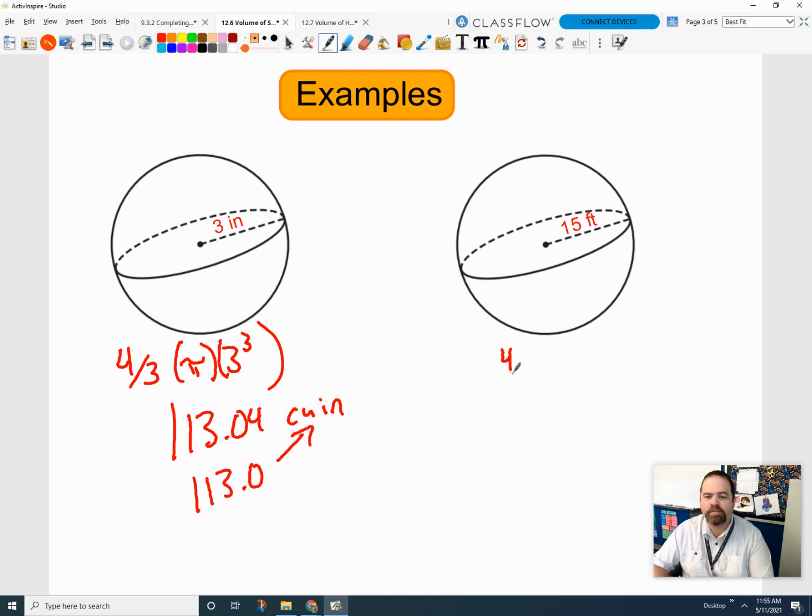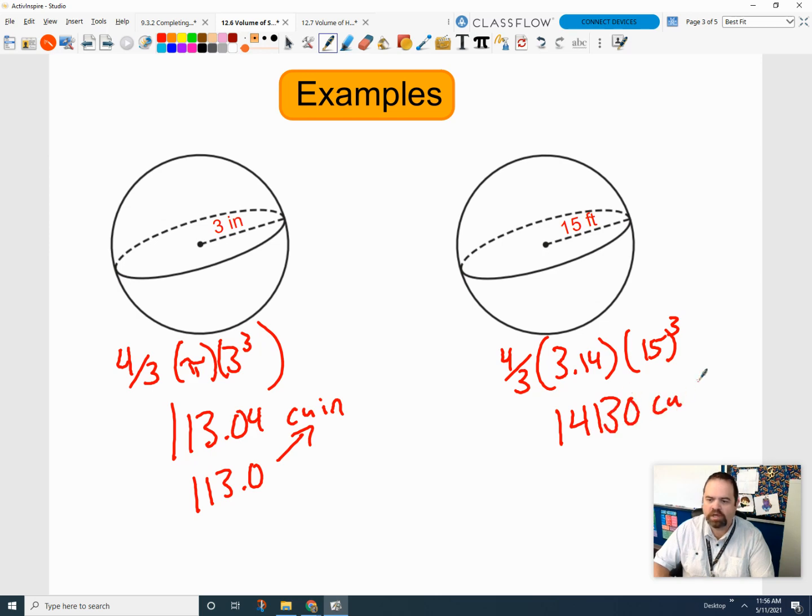All right, sorry to be going so fast, but we've been doing this for so long. Unless you're just now starting, it's not that big of a stretch. It's a formula. You plug in a number, you're done. So 4/3 times 3.14 times 15 to the third power. That is significantly bigger because of the 15. 14,130 cubic feet.